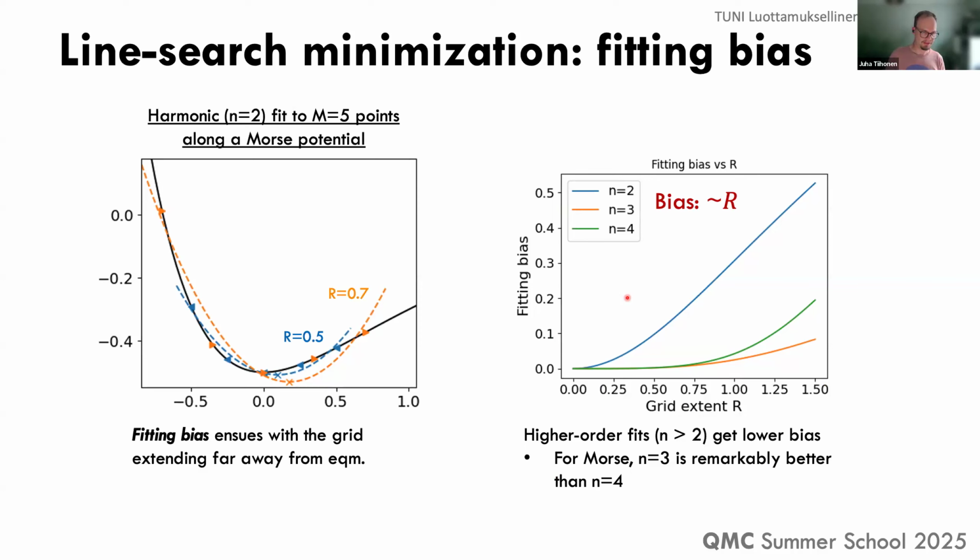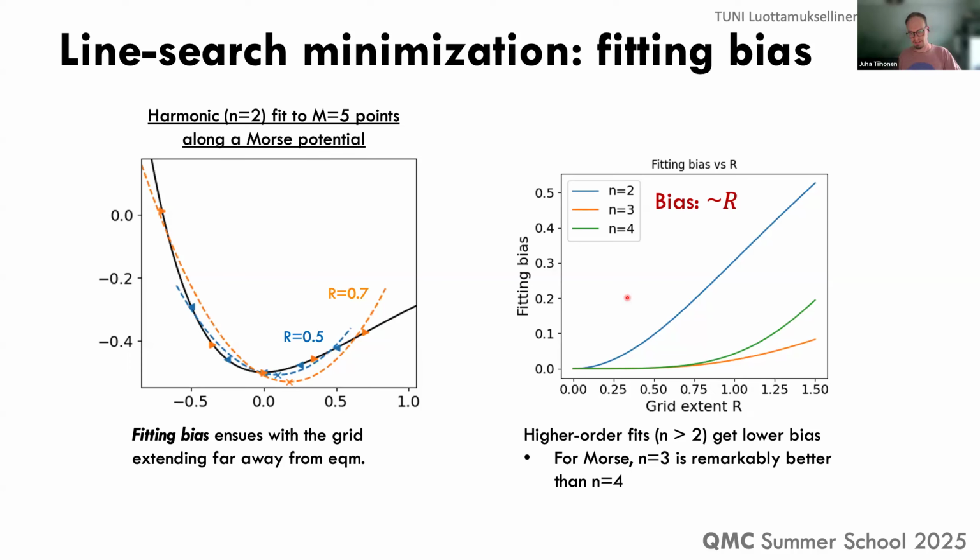If we fit, without knowing the underlying shape, some functional form to it, such as the harmonic second order polynomial fit, and find its minimum, we find the minimum not quite, but we get close to it. And the wider the grid that we have is, the further away from the minimum we get, and that is the fitting bias that comes from the inconsistency between the actual PES and the fitting form.